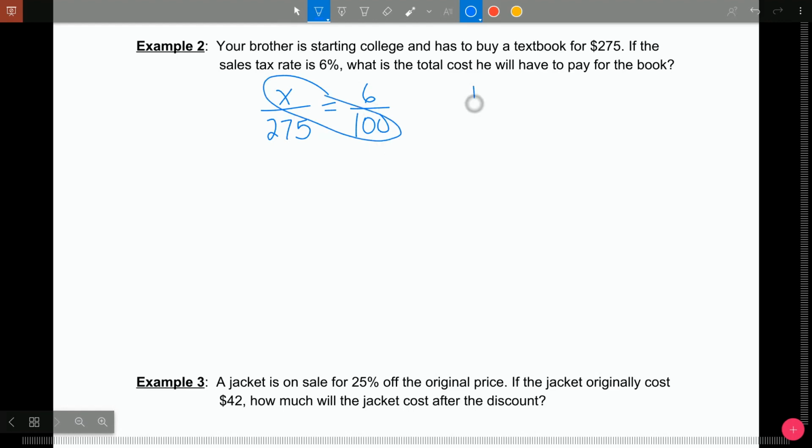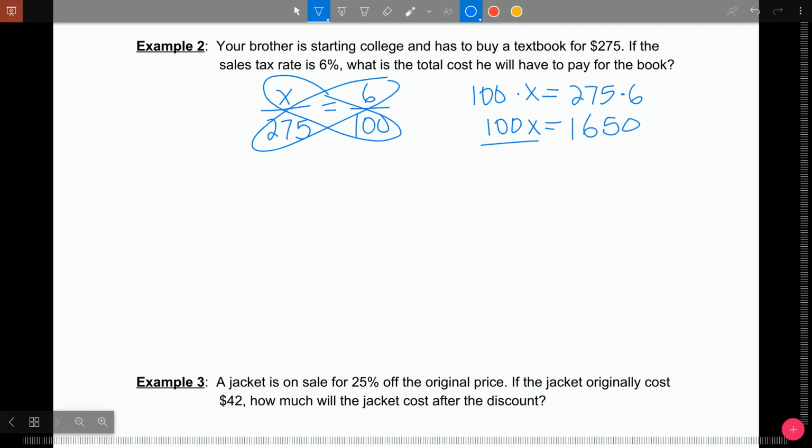So we have 100 times x, and then in the other direction, we have 275 times 6. If we simplify both sides, 100x and then 275 times 6 is 1,650. We then solve by dividing by 100 on both sides. We come up with x equal to 16.5.